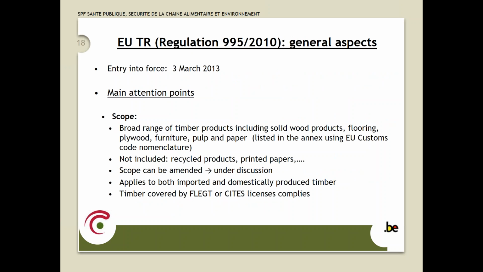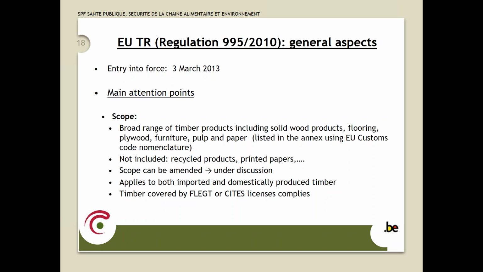So the timber regulation entered into force 10 years after the EU action plan, the FLEGT action plan, in March 2013. The scope is a broad range of timber products like solid wood, but also products like flooring, plywood, furniture, and even pulp and paper. And the scope is listed in the annex of the regulation. So the EU customs codes are listed there. Not all timber products are included. Recycled products are not included, but also other products like printed papers are excluded from the scope.